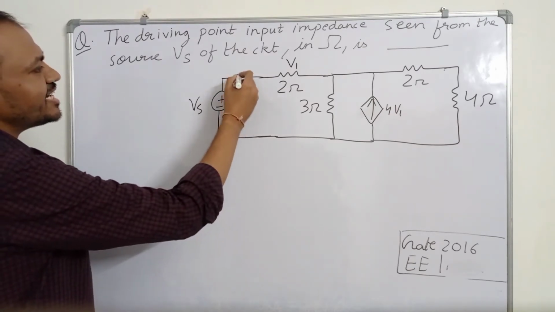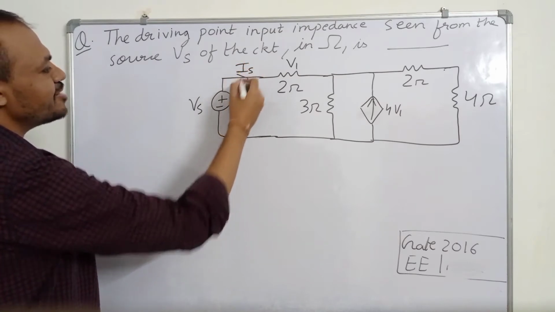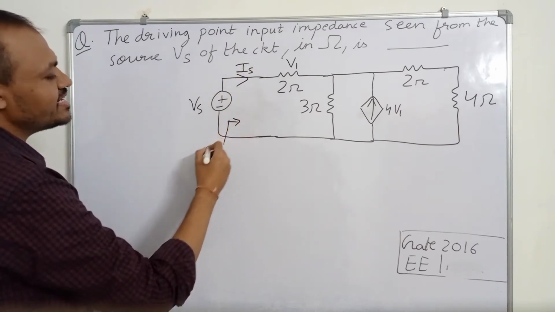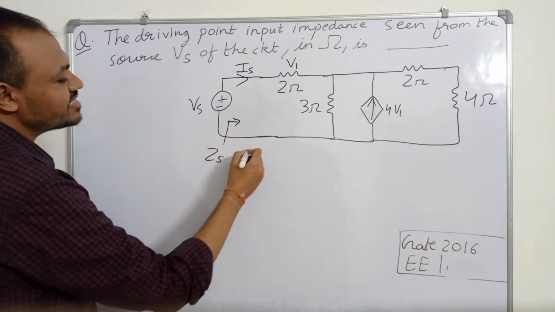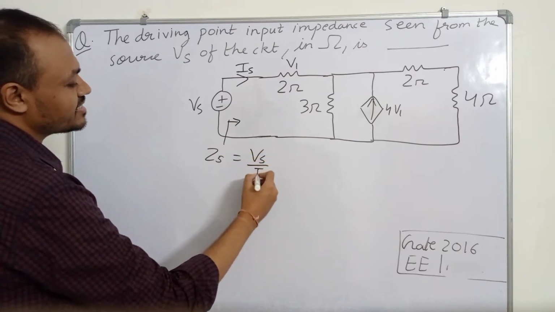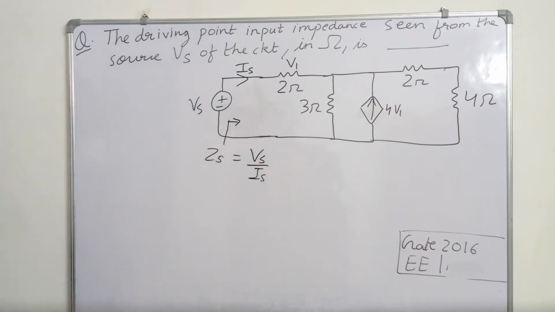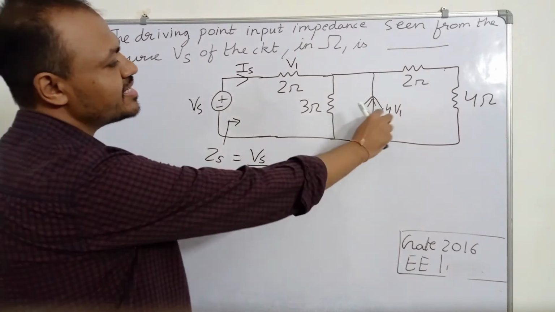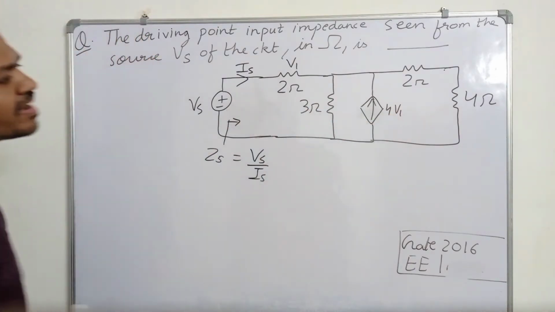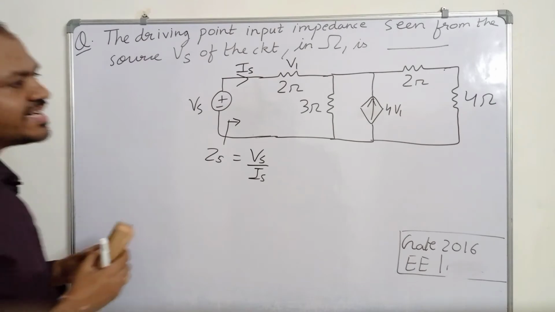So let this current be Is. So we have to find Zs, and Zs is given as Vs upon Is. Okay, we have to find Zs. So how can we find Zs? So first of all, this 4V1 and this 3 ohm are given, so we can interchange them.